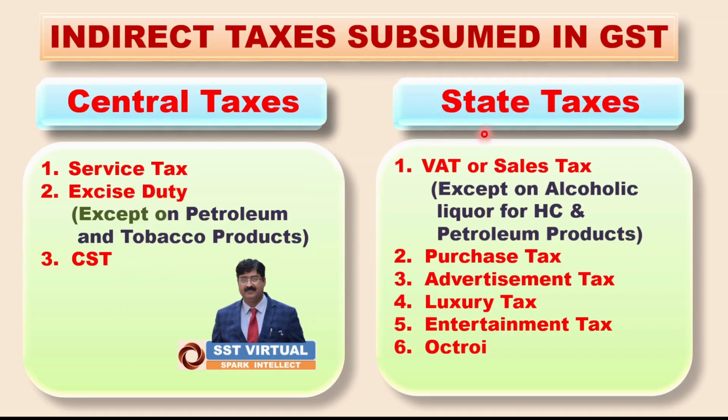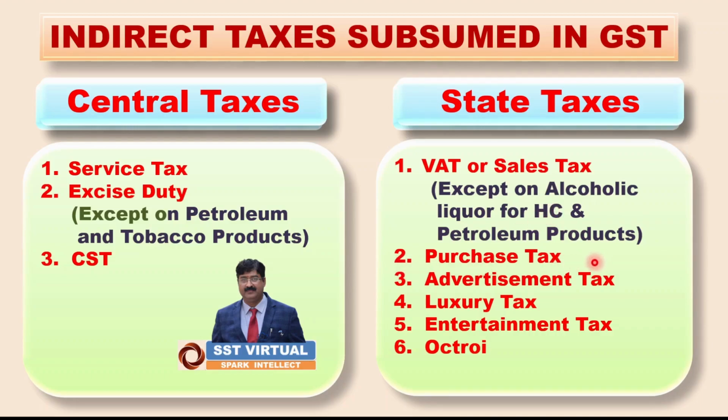Now moving to the state tax. That means those indirect taxes which were levied by the state government before GST, and they have now been subsumed or merged in the GST. So first is the VAT or sales tax. On two products it is still levied, that is, alcoholic liquor for human consumption and petroleum products. On these products it is levied, otherwise it has been subsumed in GST.